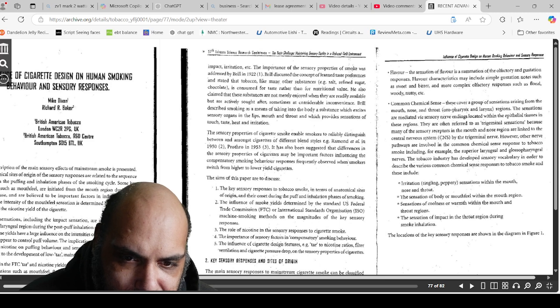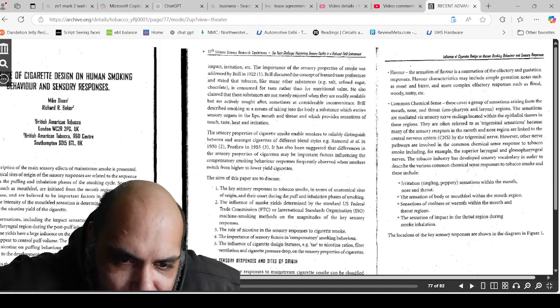Brill discussed the concept of learned taste preferences and stated that tobacco, like many other substances, i.e., salt, refined sugars, chocolate, is consumed for taste rather than for nutritional value. He also claimed that these substances are not merely enjoyed when they are readily available, but are actively sought after, sometimes at considerable inconvenience. Brill describes smoking as a means of taking into the body a substance which excites sensory organs in the lips, mouth, and throat, and which provides a sensation of touch, taste, heat, and irritation.